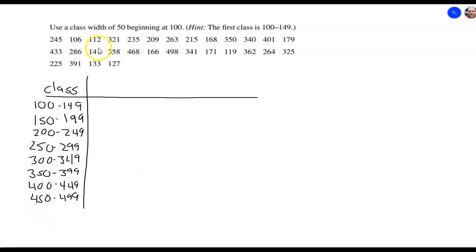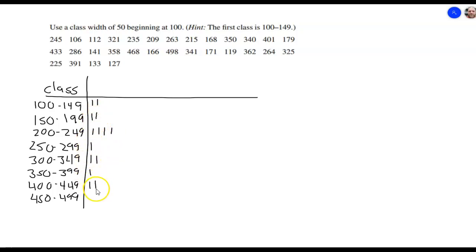All right, so now we're just going to tally these up. So 245 goes here, 106 goes in this class, 112, 321, 235, 209, 263, 215, 168, 350, 340, 401, 179.